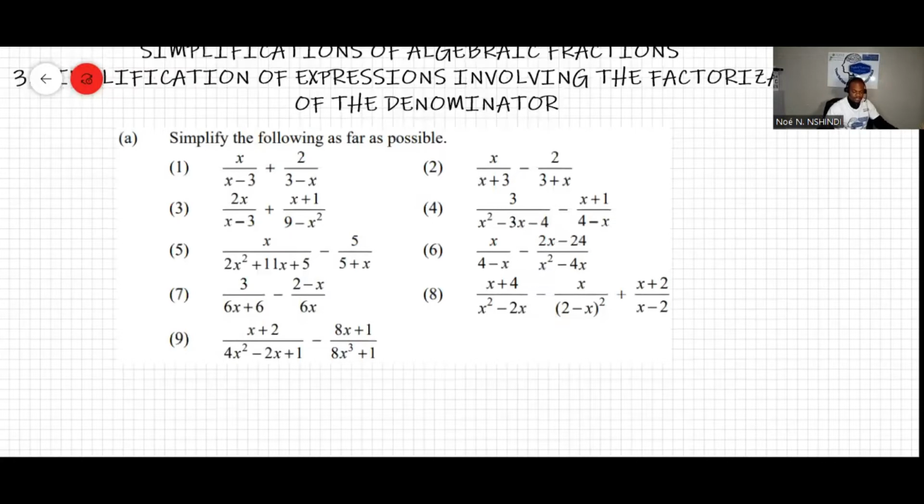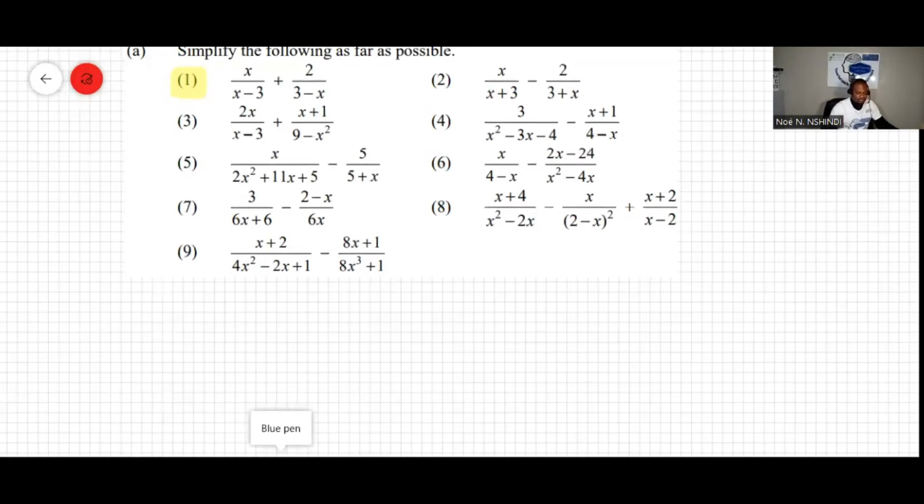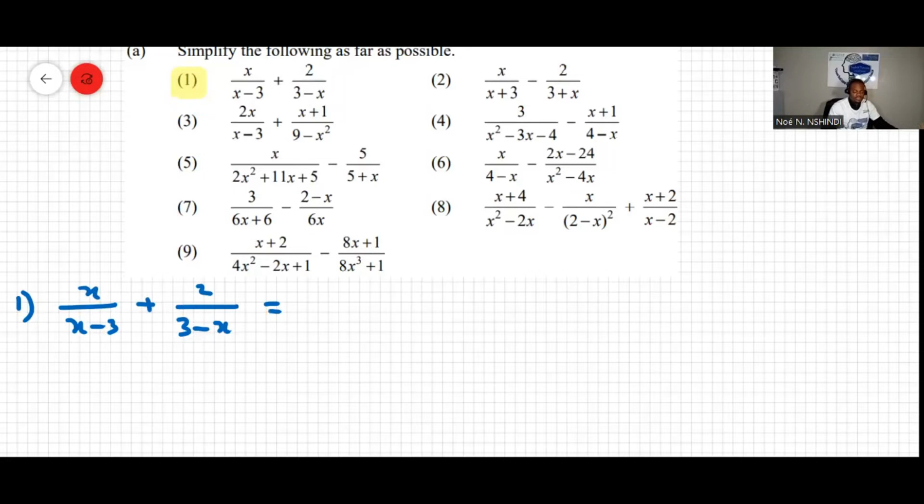Question one. Let's write one. It says x minus 3, and then plus you have 3 minus x there under 2. Okay, so look at these denominators as they are, x minus 3 and 3 minus x. They're not exactly the same. Okay, but you need to get the denominator the same.